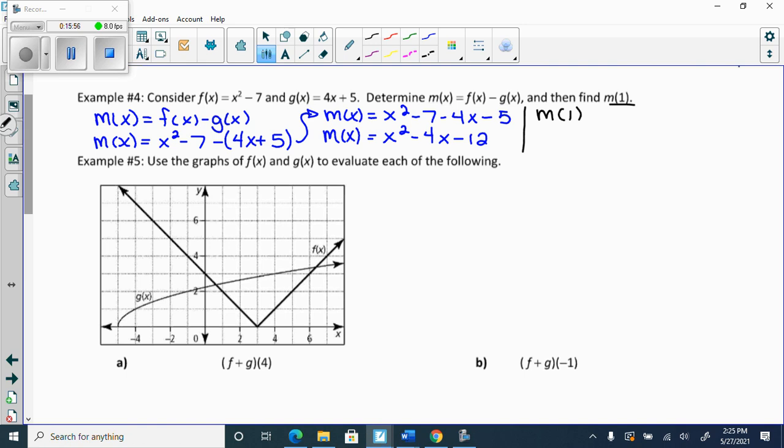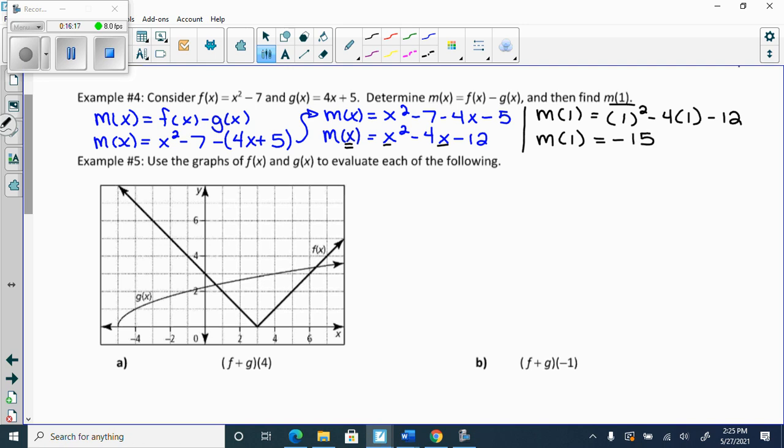So m of 1 is what we have to find next. All that means is I rewrite this equation, but for every x, I'm going to put in a 1. So I'm going to get 1 squared minus 4 times 1 minus 12. And so then I keep writing the m of 1 down the side.